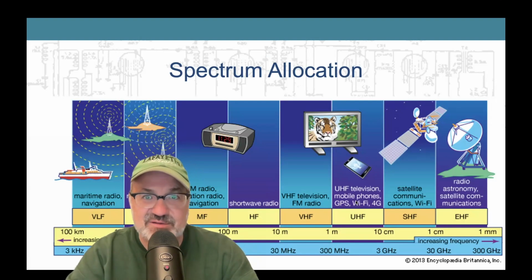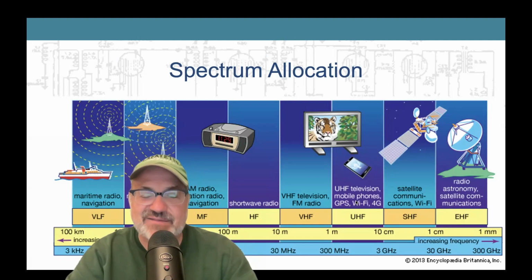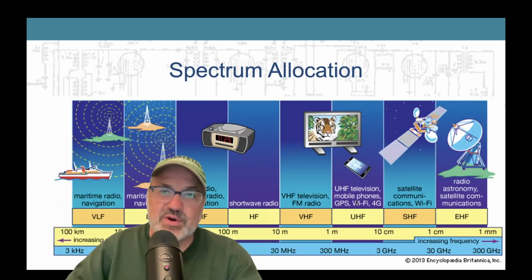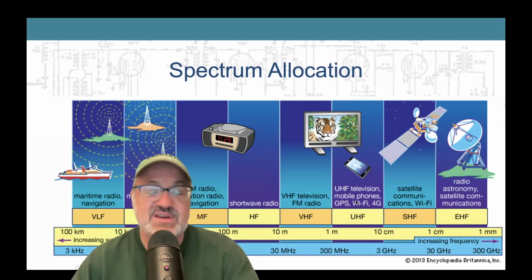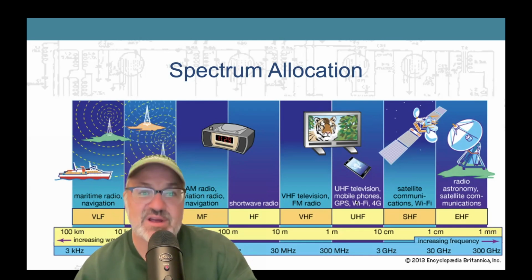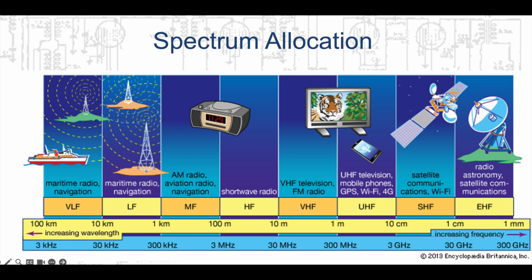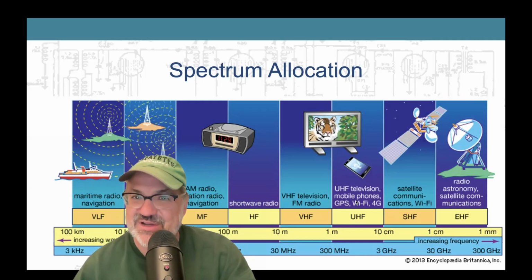Otherwise, it's going to cause interference. So the government, what this graphic right here illustrates is that the government literally portions off different portions of the spectrum and assigns them to different users specifically, and also different kinds of users, as it were. AM, FM radio operates on one portion of the spectrum. That's different than VHF television. That's different than mobile phones. That's different than satellite communication, et cetera, et cetera. So this is the concept of spectrum allocation.